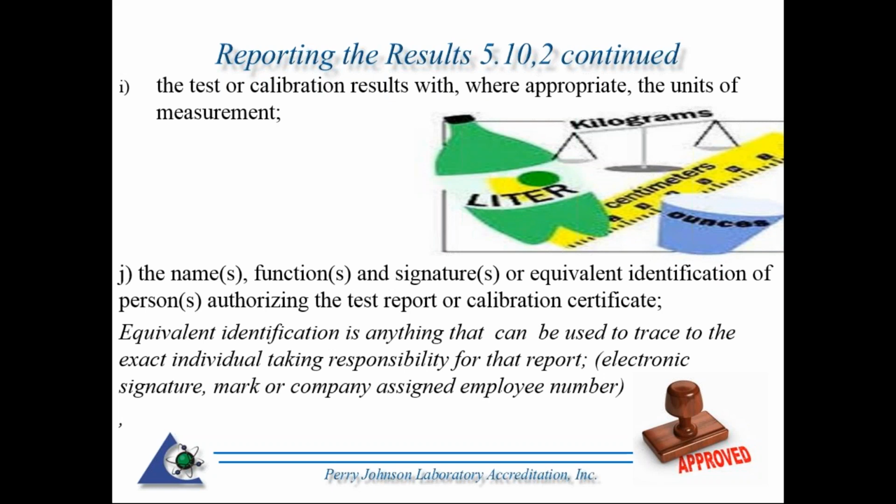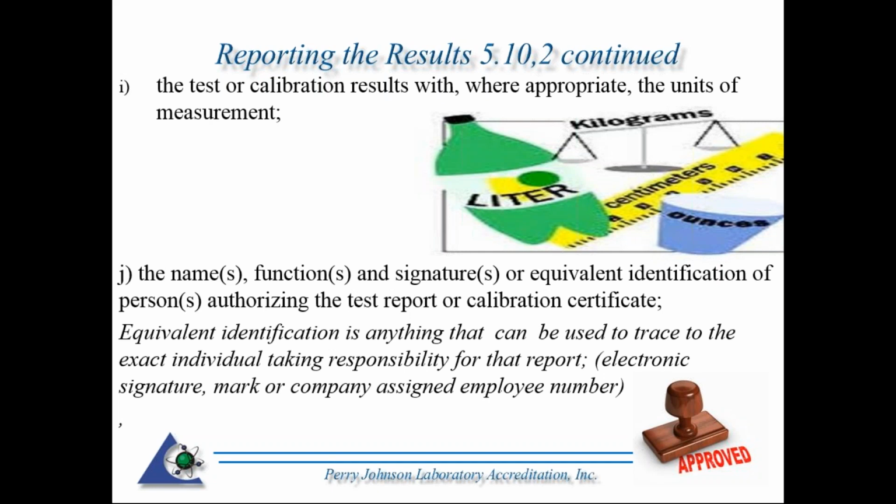J, the names, functions, and signatures or equivalent identification of persons authorizing the test report or calibration certificate. So a couple things here. These are the persons that are actually approving the report, releasing the report. Could be the actual person performing the test or calibration. If so, the name of that individual along with their title needs to be identified on the calibration certificate. Hence, if we just see a name without a title, that's not meeting a function. That's not meeting the requirements of the standard.